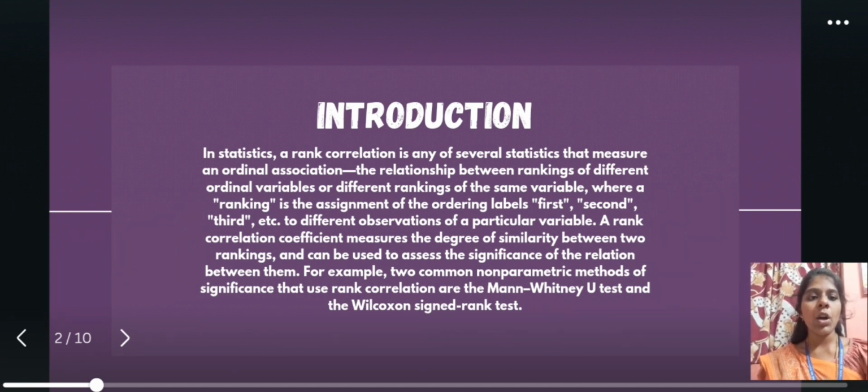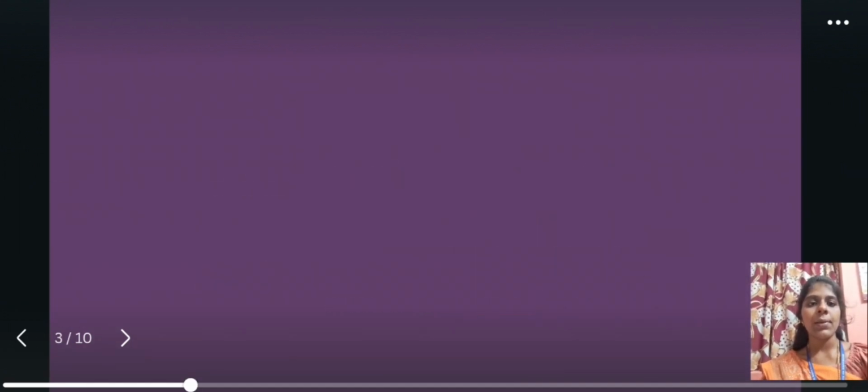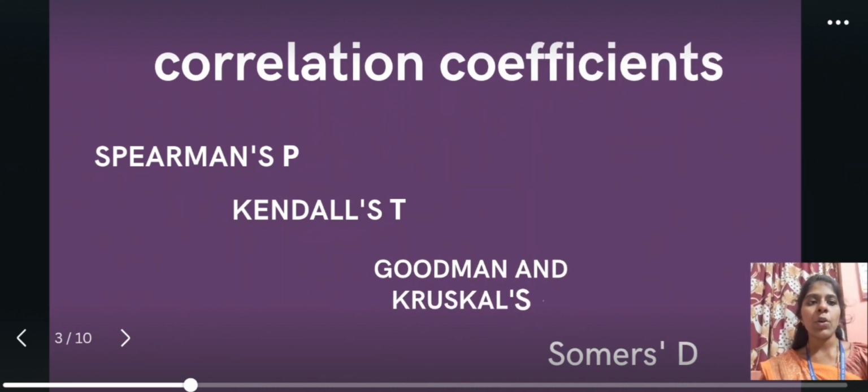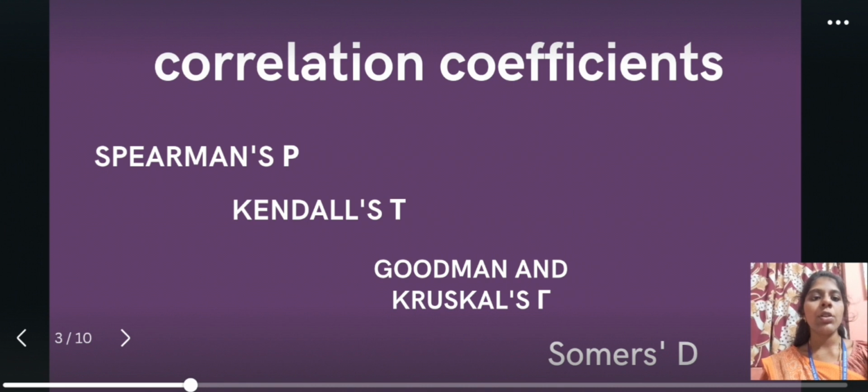For example, two common non-parametric methods of significance that use rank correlation are the Mann-Whitney U-test and the Wilcoxon signed-rank test. Correlation coefficients are explained by Spearman's, Kendall's, Goodman and Kruskal's, and Somers'.